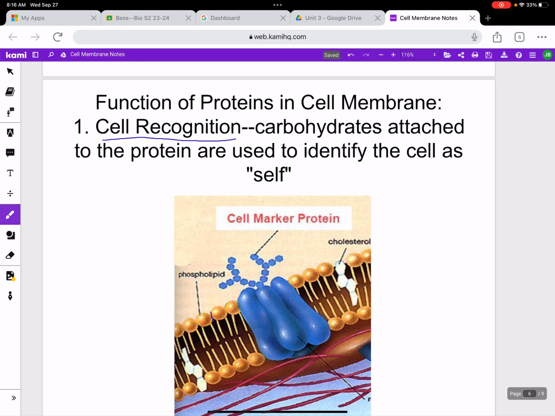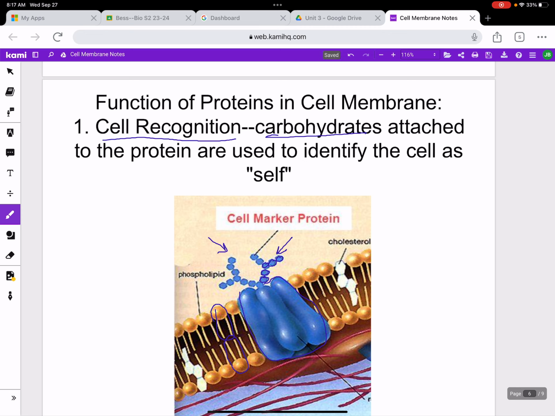So here's our lipid bilayer right here. I'm just circling a couple phospholipid molecules. And here is our protein molecule here in blue. You can see that it also has these little small hexagons here. These are sugar molecules. So the protein has these sugar molecules, or a carbohydrate chain, because sugar is a carbohydrate, attached to it.